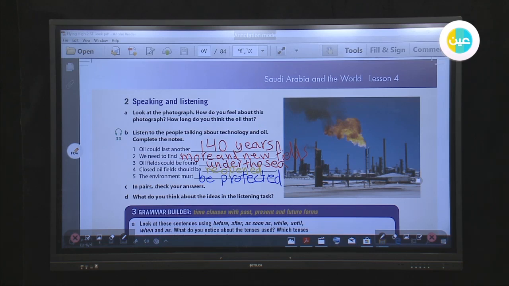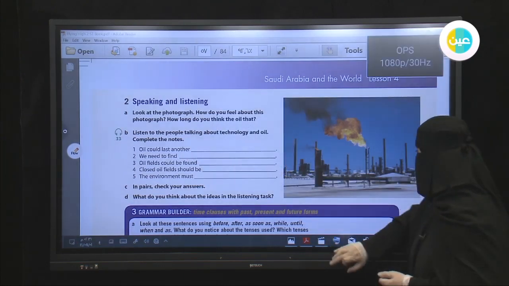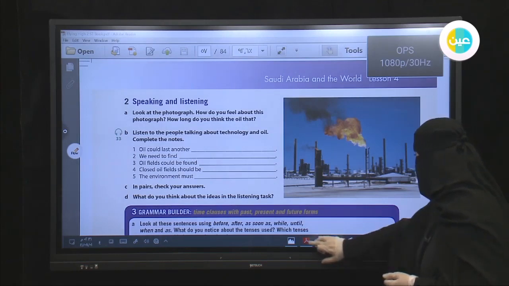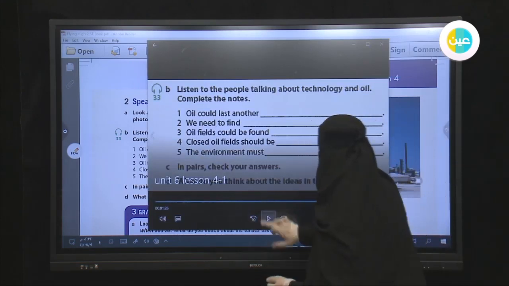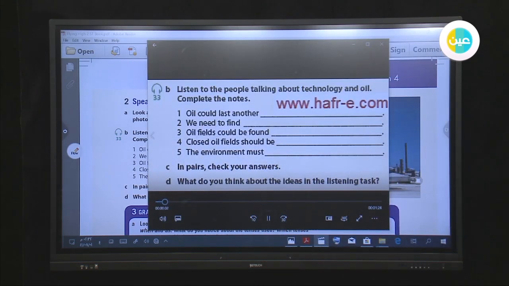Now, after checking your answers, go to 2D. What do you think about the ideas in the listening task? What do you think about the ideas in the talk you have listened to? Okay, I want you to think about it and try to put some notes aside. Now, listen to it again and try to have a thought or an opinion about it. Listen again.